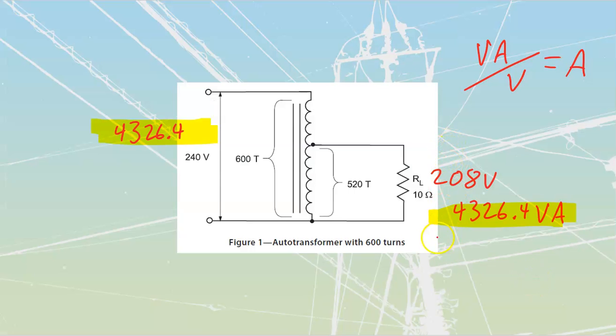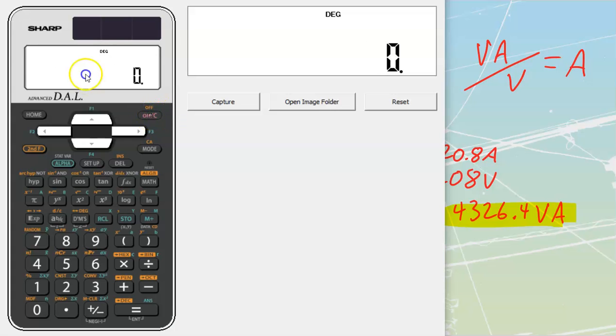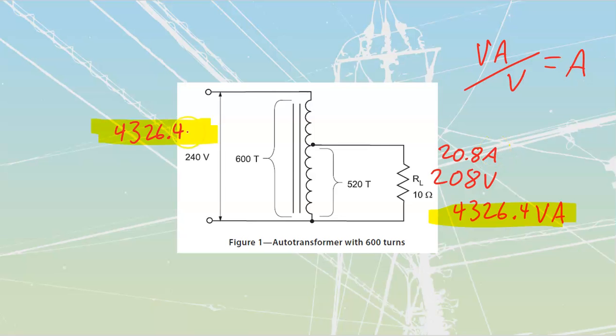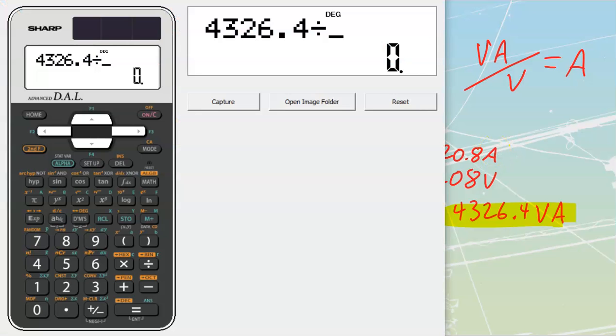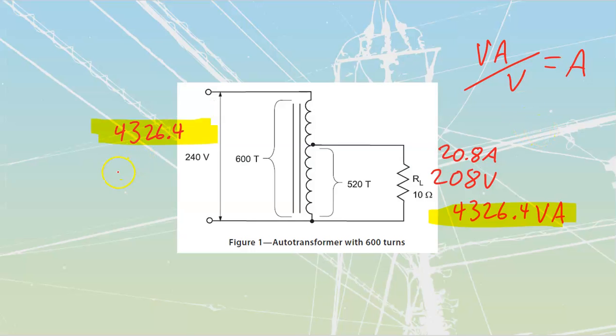So this side here is going to have 20.8 amps. And then I'm going to do the same thing on the other side. Let's clear this. 4326.4 divided by my high side voltage over here, which is 240 volts, equals 18.03, roughly. 18.03 amps that I'm going to have over here.